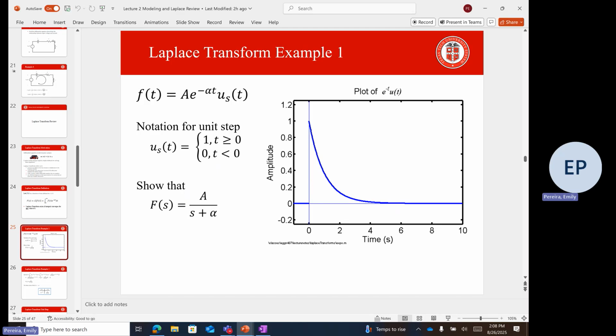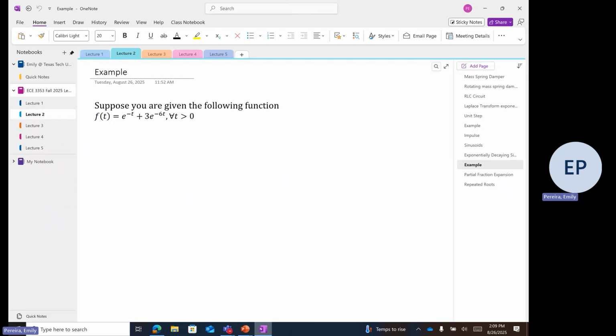So the example here is that we have this exponential function, some gain a times e to the negative alpha t times our unit step function. When we plot this, it looks like this image on the right, where we have this exponentially decaying function for all time greater than 0, and the unit step gives us 0 for any time less than 0. And we're going to show that our Laplace transform gives us this function. So let me go to the notes here.